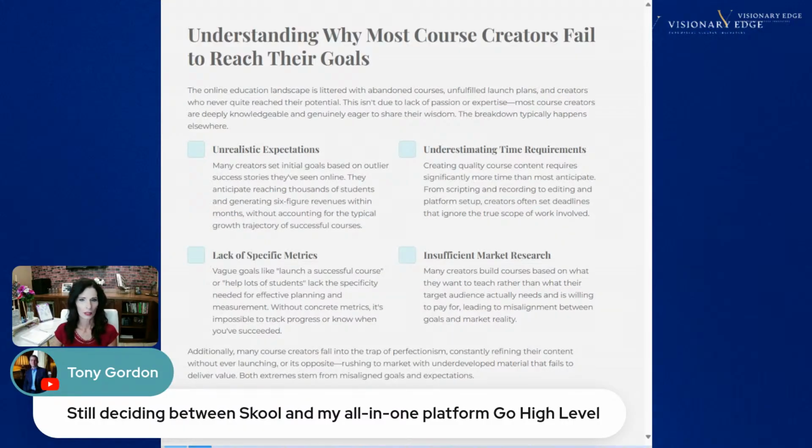And where we're saying lack of specific metrics here, vague goals like launch a successful course or help a lot of students really lack the specificity needed for effective planning and measurement. So without concrete metrics, it's really impossible to track the progress or know when you've succeeded.